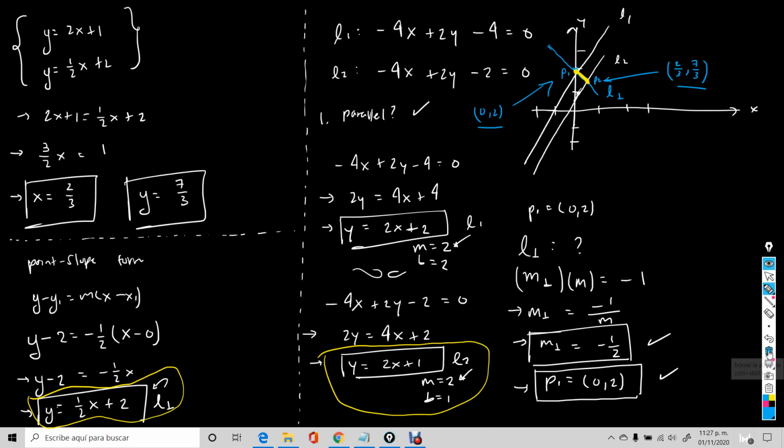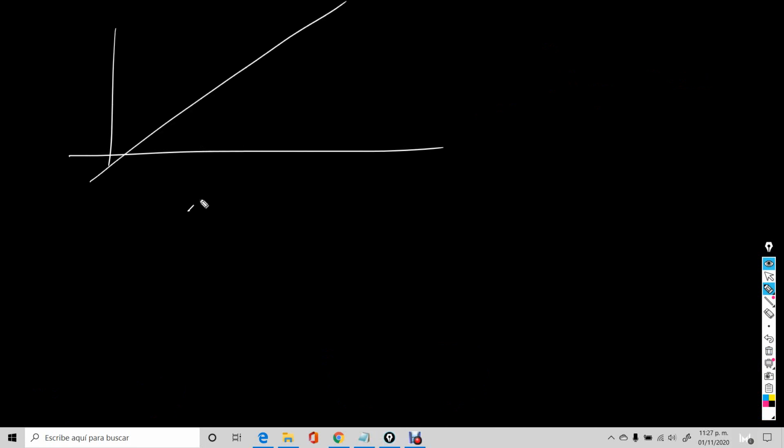So let me summarize very briefly what you have to do again. You are given two lines, line 1 and line 2. First, make sure that they are parallel. If they are not parallel, you cannot calculate the distance between them. Then locate one of the points over L1. Which point? It doesn't make any difference. Label it as point 1.